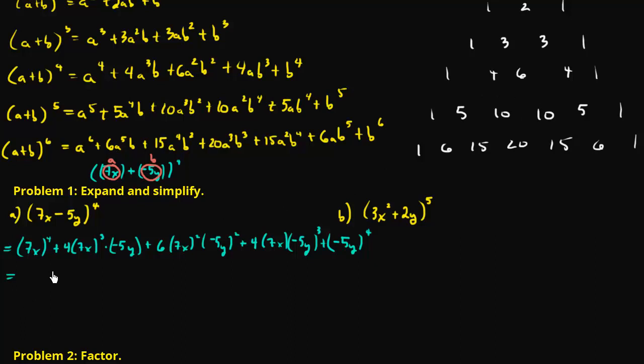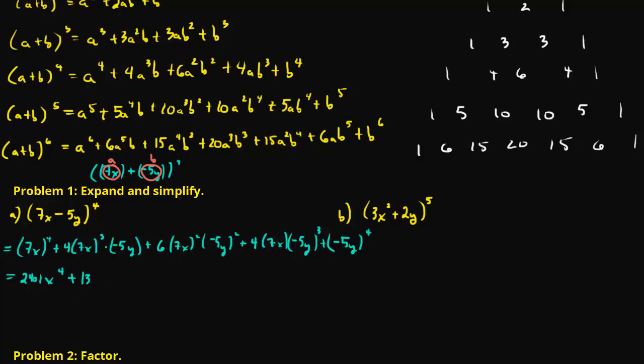So now we can go ahead and work on simplifying this. 7x to the power of 4: we have to raise 7 to the power of 4, which is 2,401. And when we raise x to the power of 4, we just get x to the power of 4. Plus, let's see here, 4 times 7 to the power of 3 is 1,372 x to the 3.